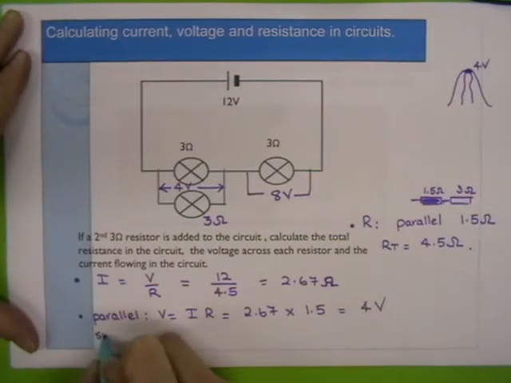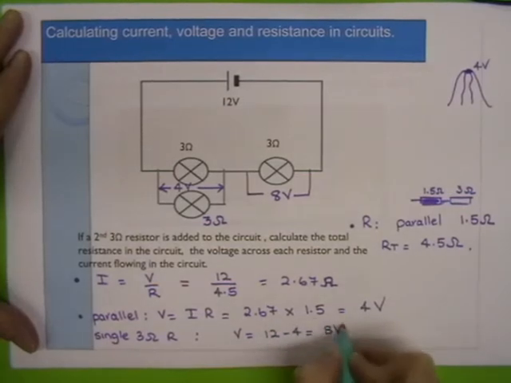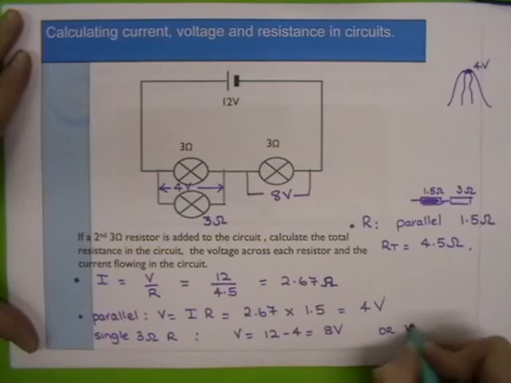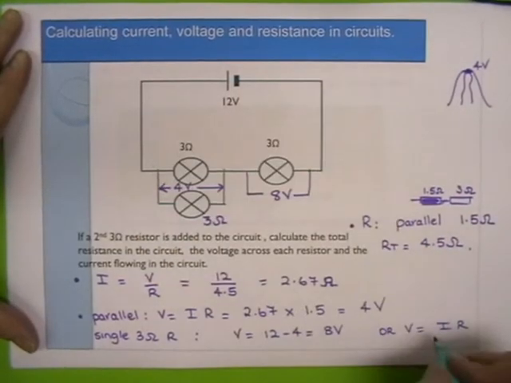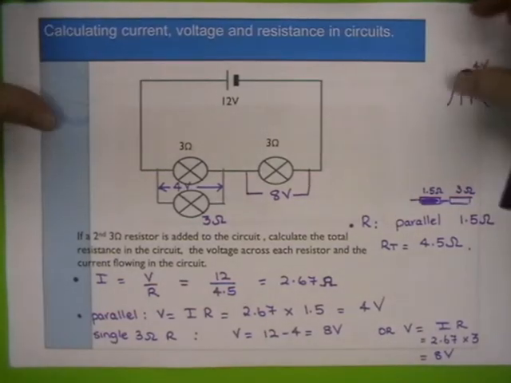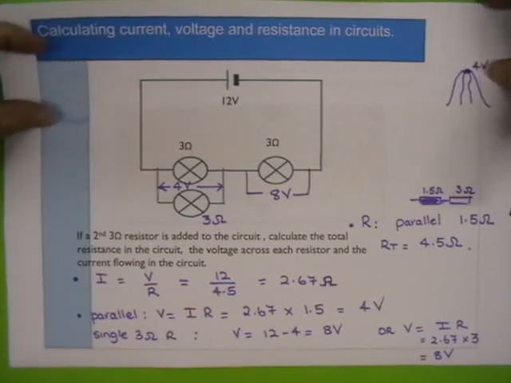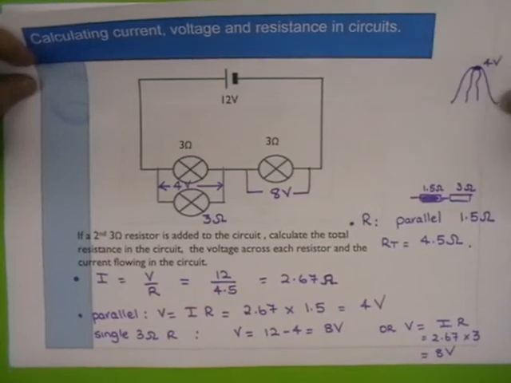So the single 3 ohm resistor has got a voltage of, I'm just going to do 12 take away 4, gives us 8 volts. Or you could use V is equal to IR, and the current in this part of the circuit is, like this part of the circuit, 2.67 times 3, and that gives you 8 volts. So there's a number of different ways. Once you've started to do it one way, you may realise, oh, I could do this or I could do this, and you can get the answer 2 different ways.